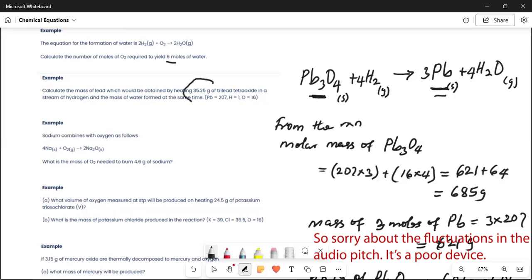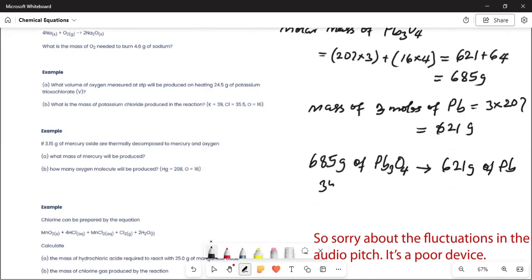But what we are heating in this reaction is 35.25. These values we have here are the mass based on this balanced chemical equation. But what you did, your experiment, is using 35.25 gram of trilead tetraoxide. What would be the mass of lead produced in that case? So 35.25 gram of trilead tetraoxide will give, let it be X. So by proportion, we cross multiply this, X will multiply 685, while 35.25 multiply 621.